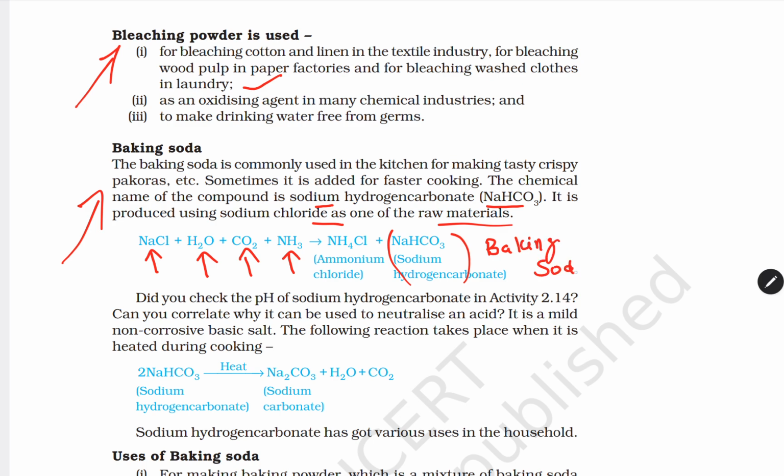Baking soda is mainly used for cooking purposes. Did you check the pH of sodium hydrogen carbonate in the activity? Here we can find out it is a mild non-corrosive basic salt. If you test it, it is a non-corrosive basic salt. When it is heated during cooking, what happens? Baking soda, if heated, will form sodium carbonate, water and carbon dioxide. So sodium hydrogen carbonate has various uses in the household.